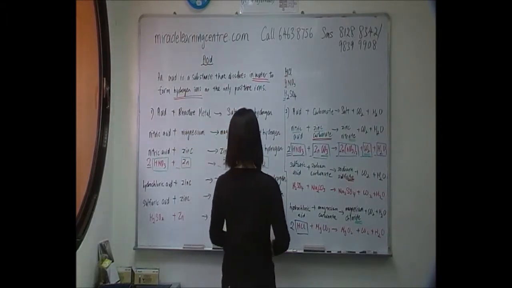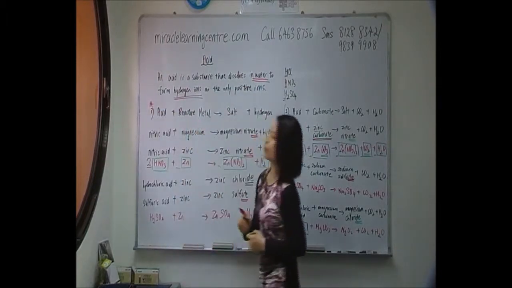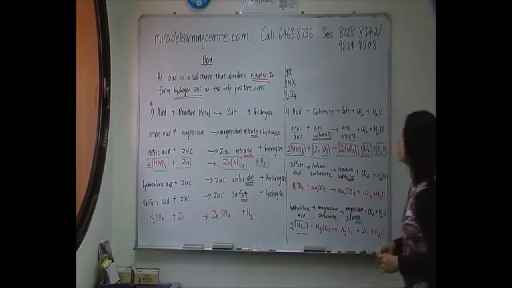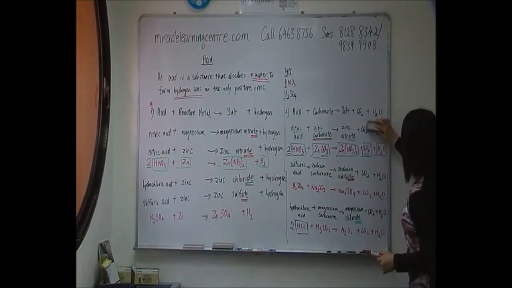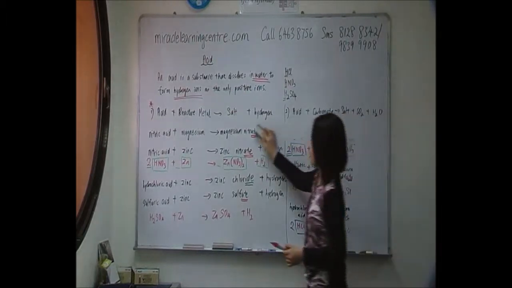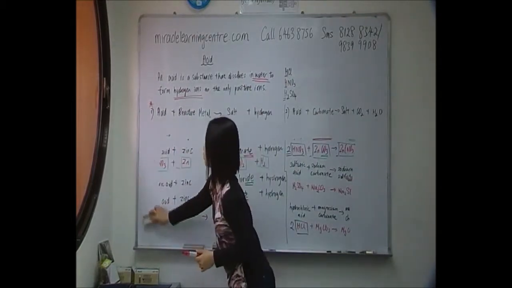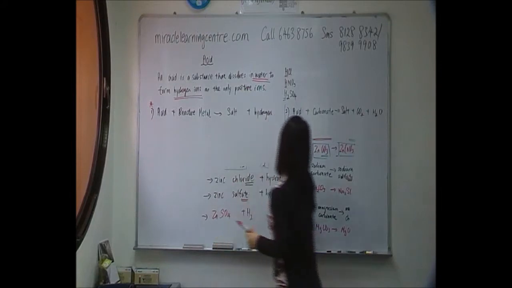So you need to remember the key, which is number 1, acid reacting with reactive metal, you get salt and hydrogen. Acid reacting with carbonate, you will get salt, carbon dioxide and water. And the third reaction will be acid and alkaline. Acid and alkaline is actually a neutralization reaction. And you will neutralize to form salt and water.